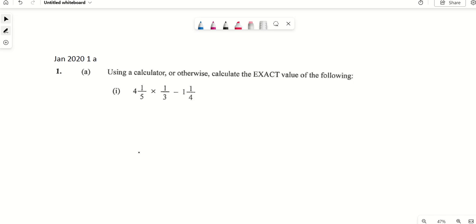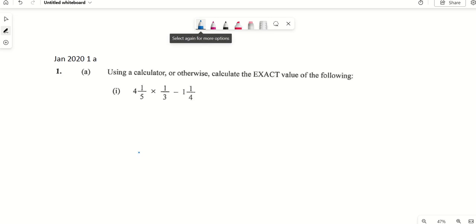Okay, hi, good day. So today we're going to be doing January 2021E, which is our fraction question. They said using a calculator or otherwise calculate the exact value of the following. So we have 4 and 1/5 multiplied by a third minus 1 and a quarter.